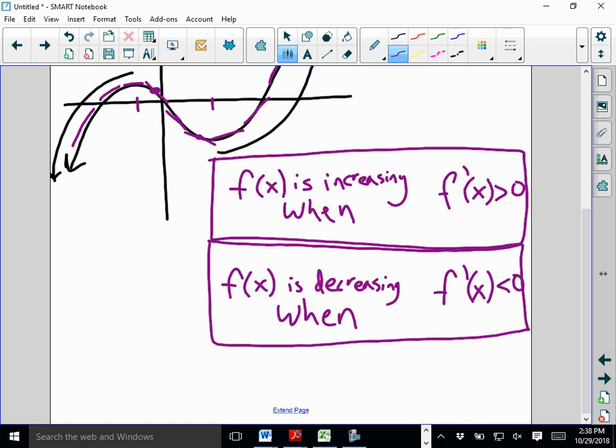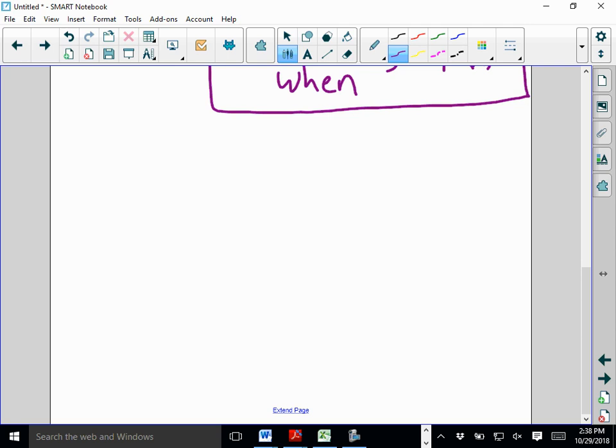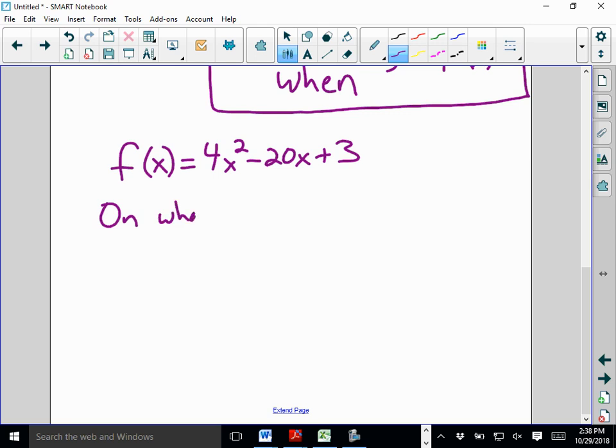Let's do one practice problem with this. I'm going to tell you that f of x is 4x squared minus 20x plus 3. My question is, on what interval or intervals is f increasing?